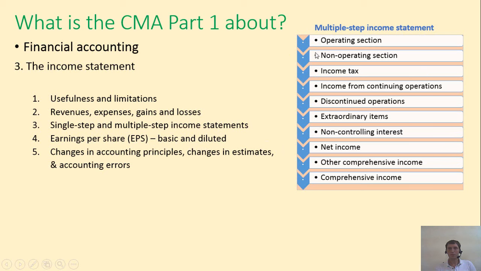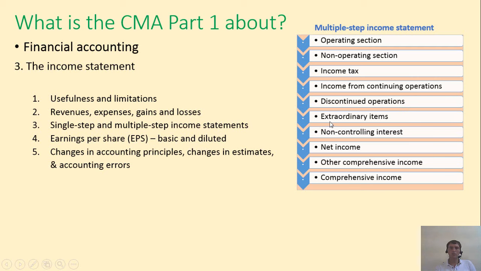We're going to discuss the details of the operating section, the non-operating section, which includes a lot of gains and losses, income tax, excuse me, income from continuing operations, and then we're going to talk about special items, basically special gains and losses, including gains and losses from discontinued operations that must be separated from continuing operations. So readers of the income statement know that these items are not going to show up again in the future.